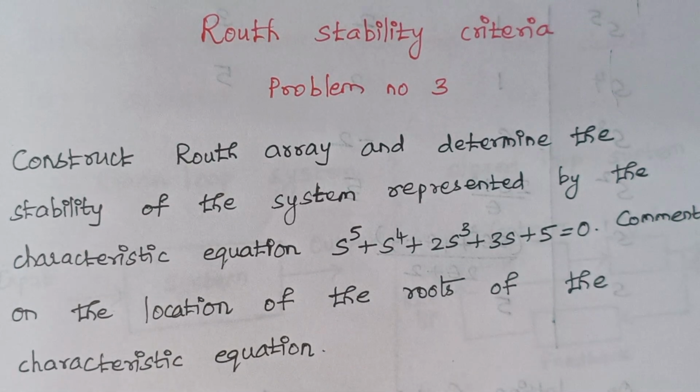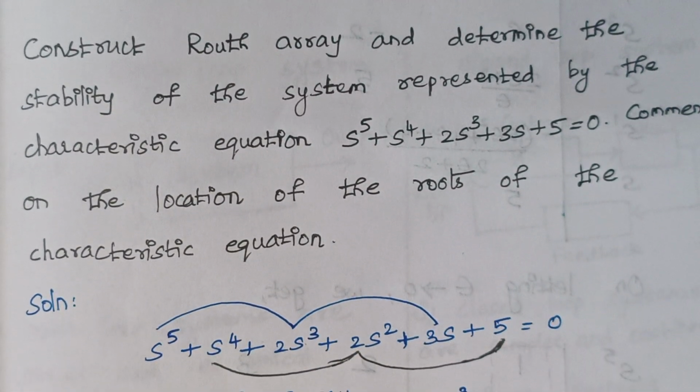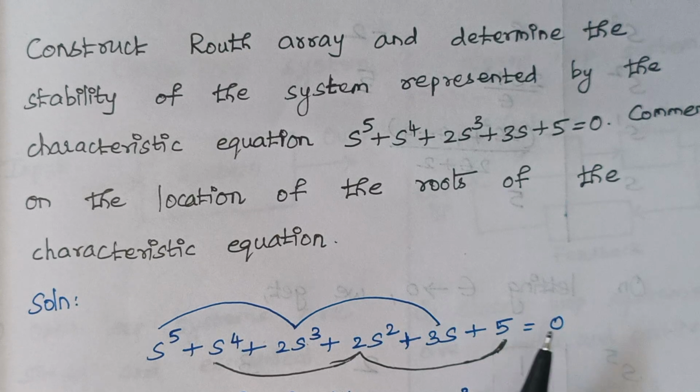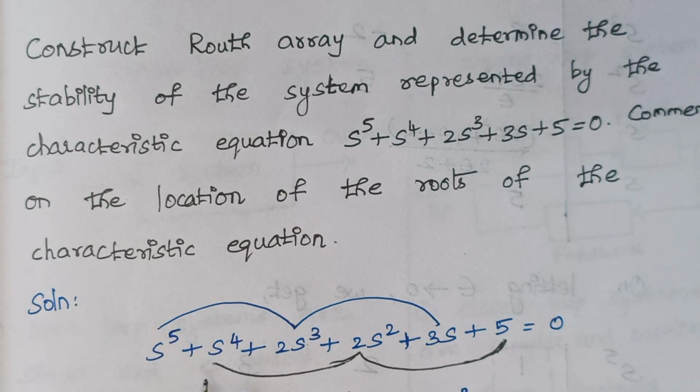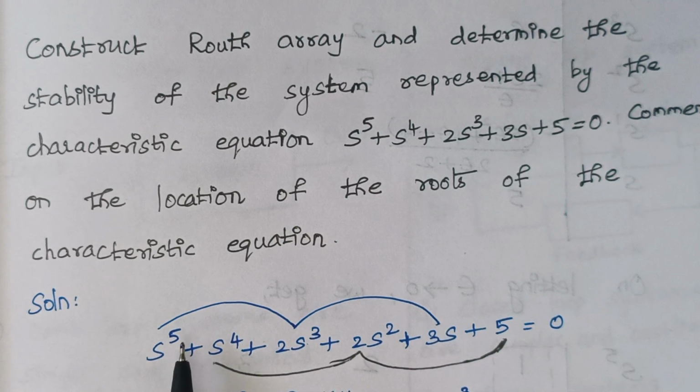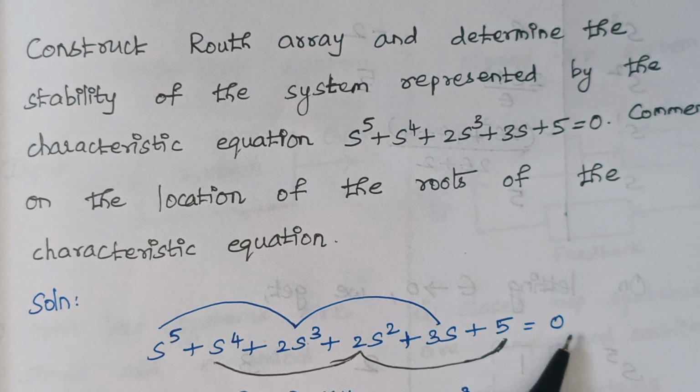Right. So here comes the solution. This is our characteristic equation. For the first step, you have to check whether the powers are present in descending order, that is, all the powers are present or not. You see here 5, 4, 3, 2, 1 and s to the power 0. So in this characteristic equation all the powers are present.